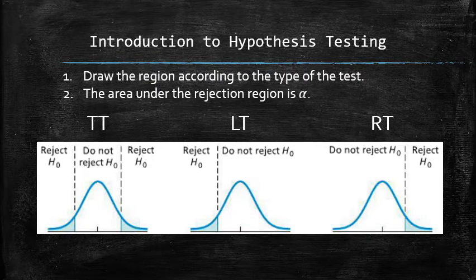By having the area of the rejection region equal to alpha, we guarantee that the probability of type 1 error is not greater than a preset significance level. Geometrically, the rejection region is defined by its boundaries, which we call the critical values.